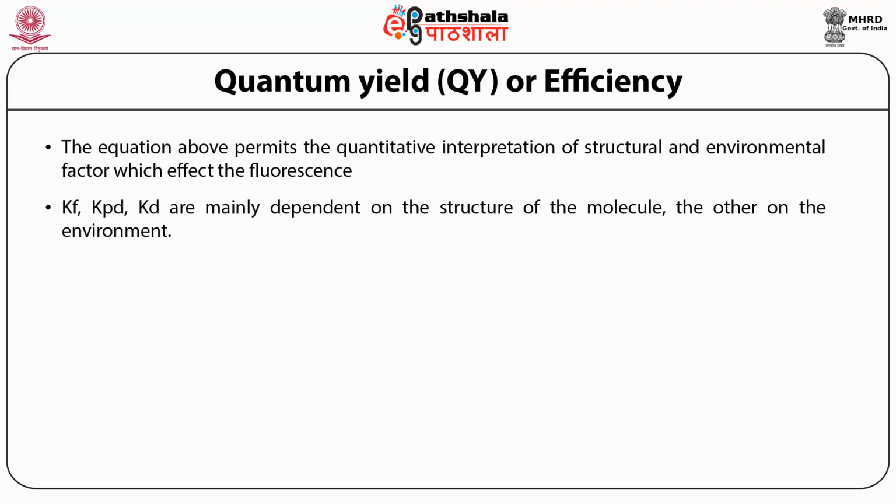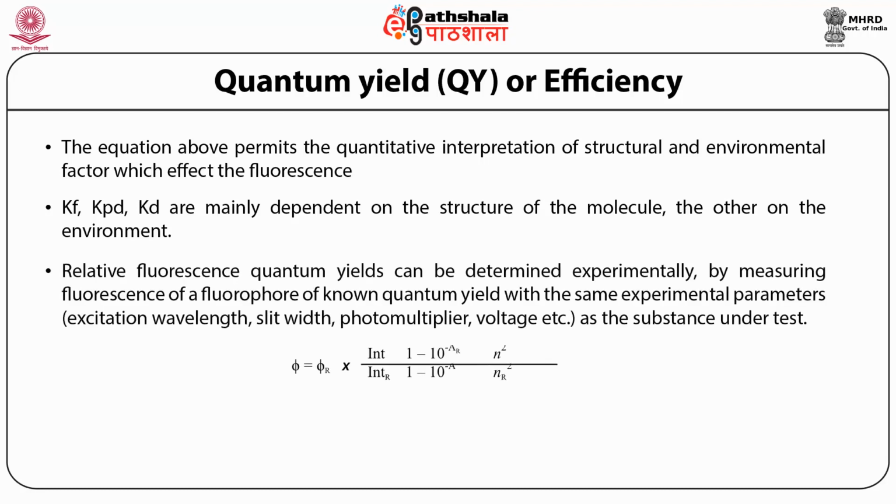whereas others are dependent on the environment. The relative fluorescence quantum yield can be determined experimentally by measuring the fluorescence of a fluorophore of known quantum yield with the same experimental parameters, that is, the wavelength used for excitation, the slit width, photomultiplier used as a detector, voltage, etc., as the substance under test.